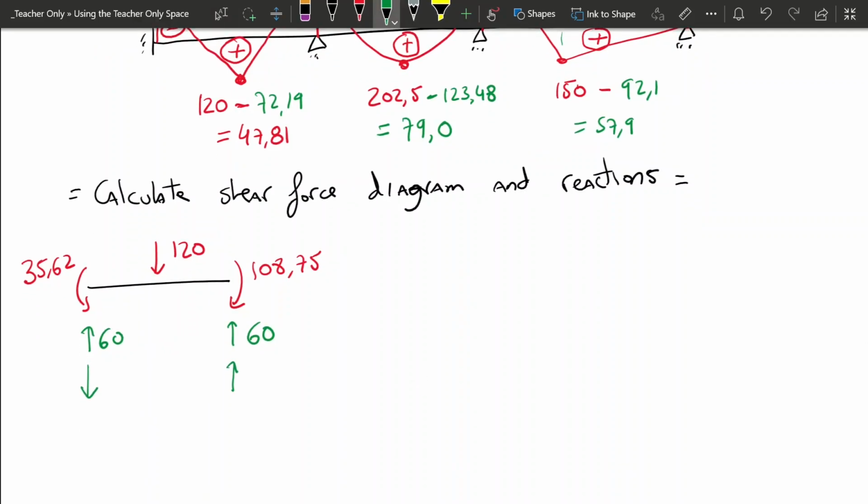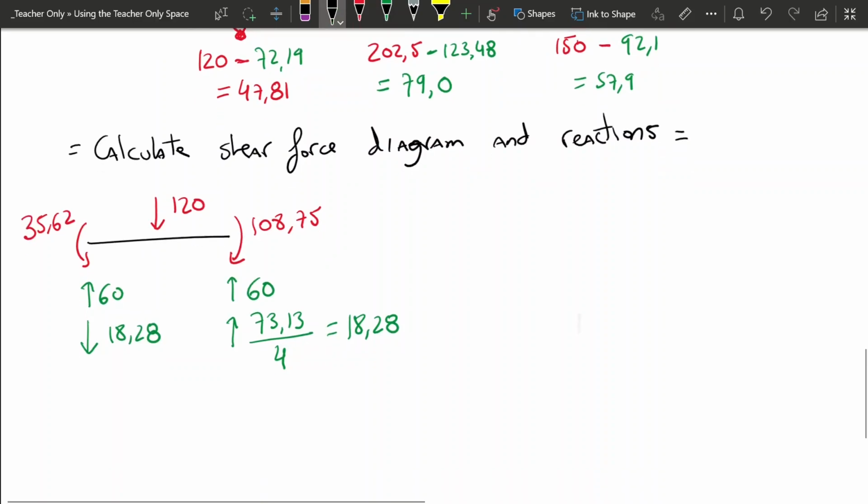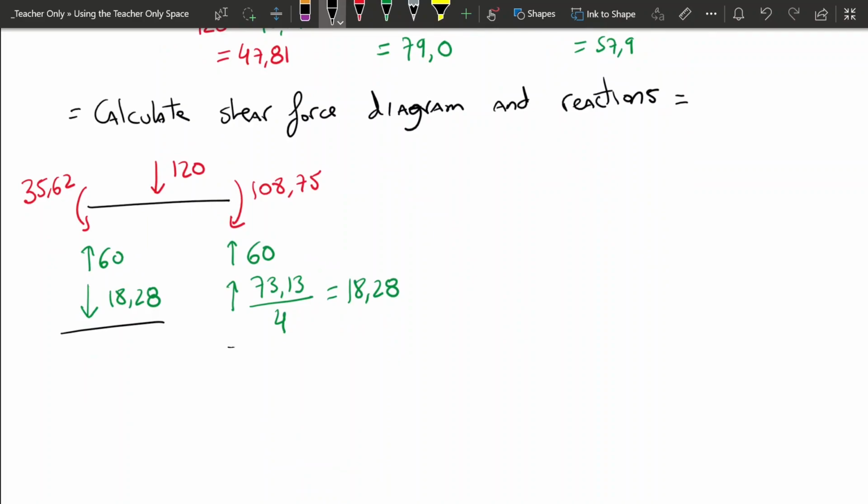And to get the value of this, we're going to do 108.75 minus 35.62. That's 73.13. We're just going to write it down. This is the difference of the moment, and I'm going to divide by the span, which in this case is 4 meters. And then I get 18.28 for this load, and on the other side I get exactly the same thing, so I get vertical equilibrium. So now I can add up and get 78.28 on the right, and on the left 41.72. Okay, this is our bar AB.